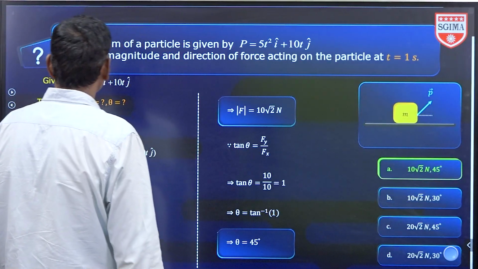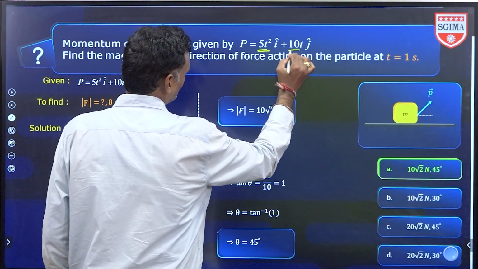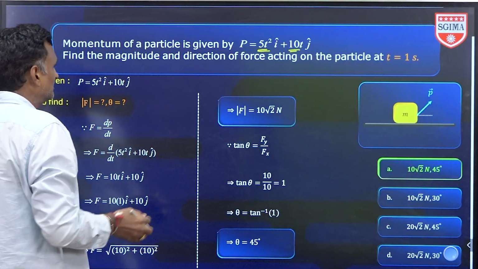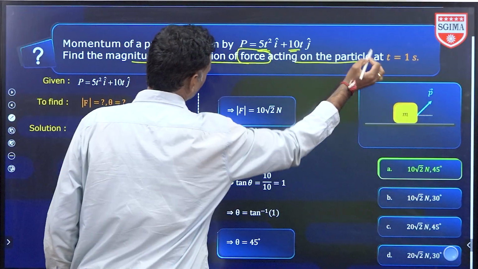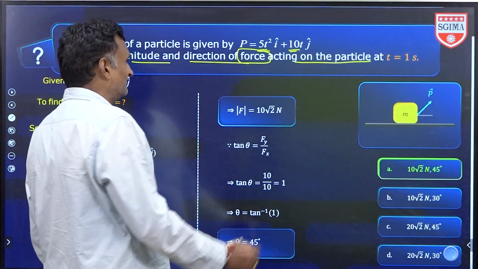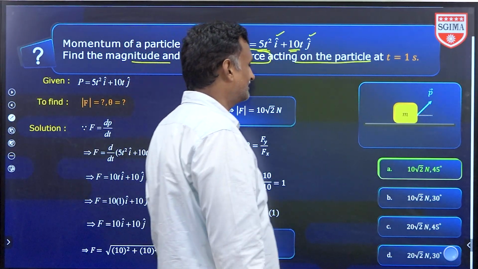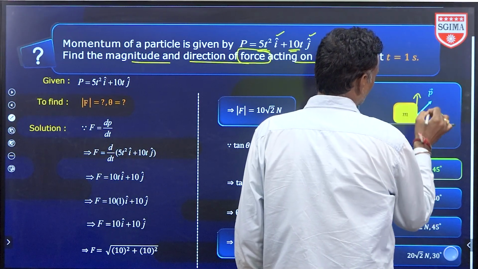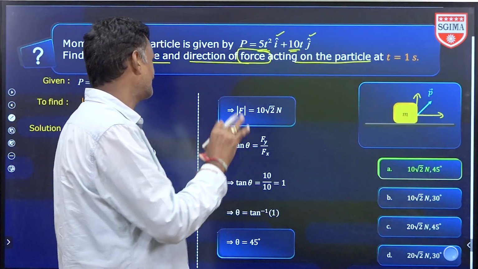let us see one more question here. Momentum of a particle is given as 5t square i cap plus 10t j cap. It just depends on the coordinate system. Then find the magnitude and direction of the force acting on the particle at t equals 1 second. Since it is given i plus j, okay? What we can imagine is that the momentum of the particle is along the xy plane. It is present in between the xy plane.